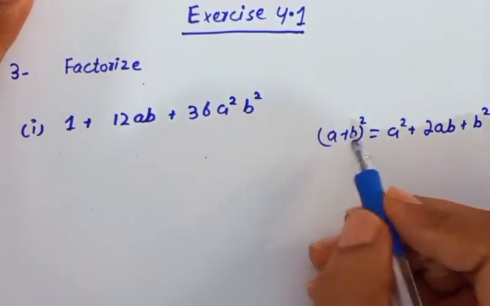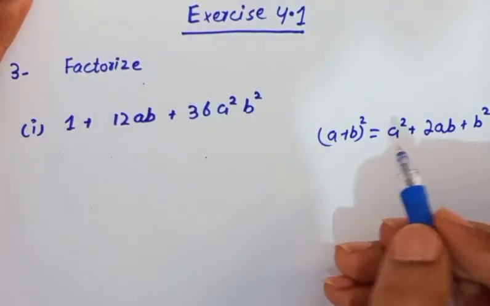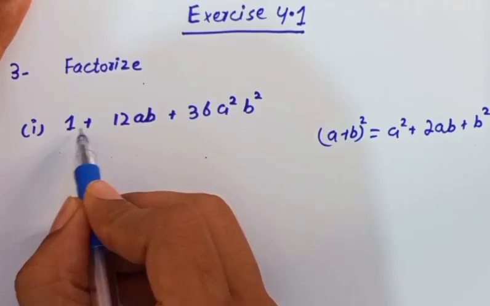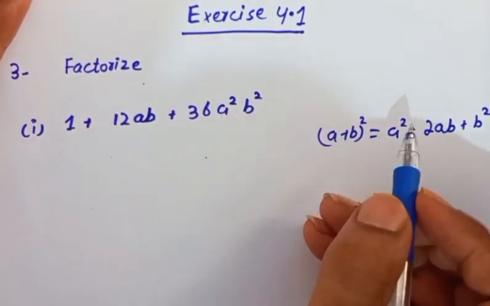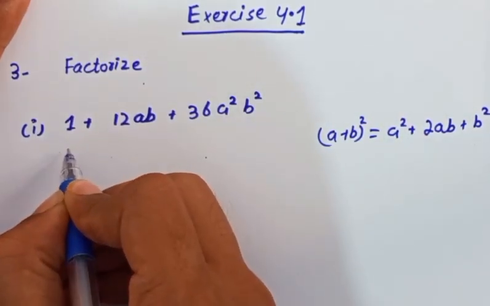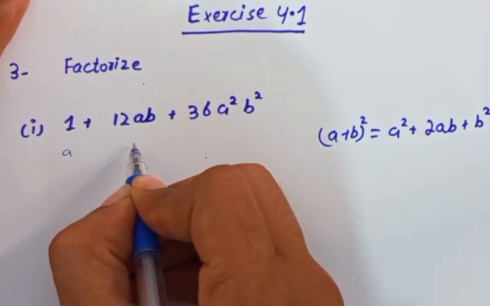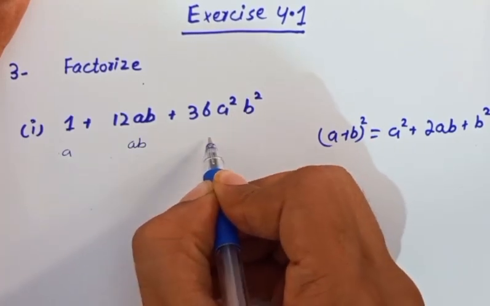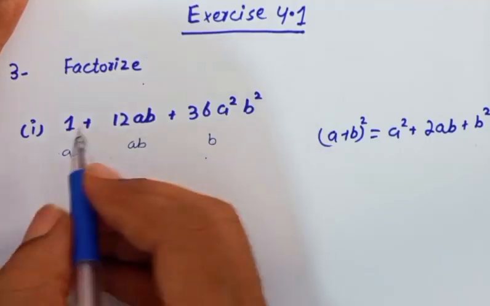So the first formula is (a plus b) square is equal to a square plus 2ab plus b square. So come to the question, we have 1 plus 12ab plus 36a square b square. Suppose, according to the formula, this 1 is a, this 12ab is 2ab, and this 36a square b square is b square. So we will solve it according to the formula.